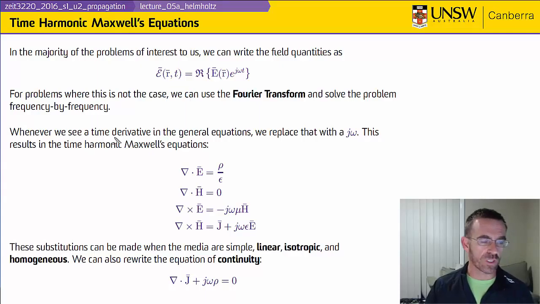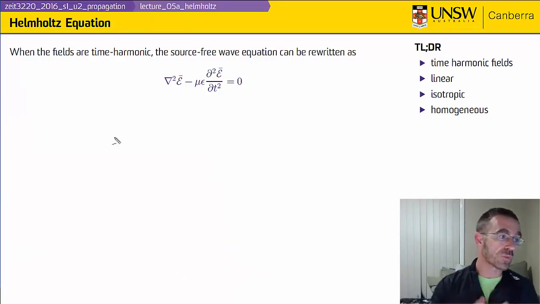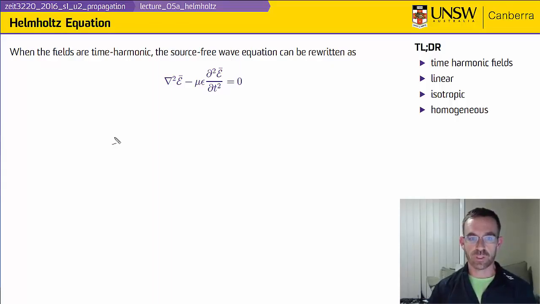We also had the equation of continuity in previous lectures, and the equation of continuity, which was del dot J plus d rho dt equals 0, can be written this way when I'm dealing with time harmonic fields. In the previous lecture, we took Maxwell's equations and reduced them down to a wave equation. And the source-free wave equation was written this way, as we have here on the screen.